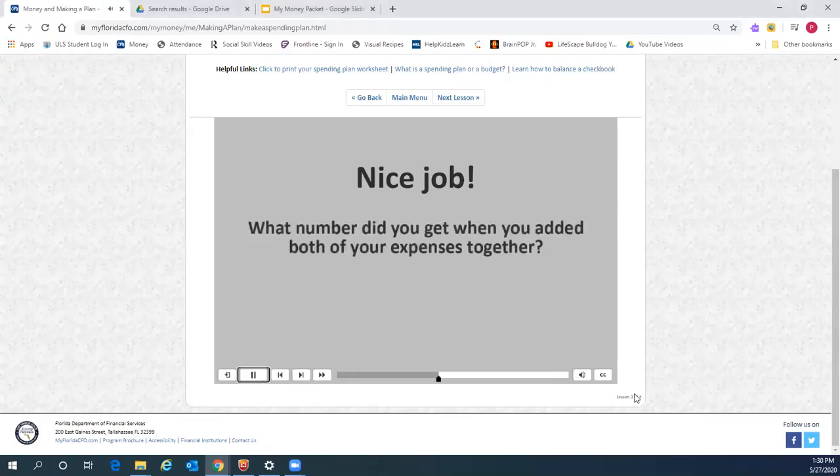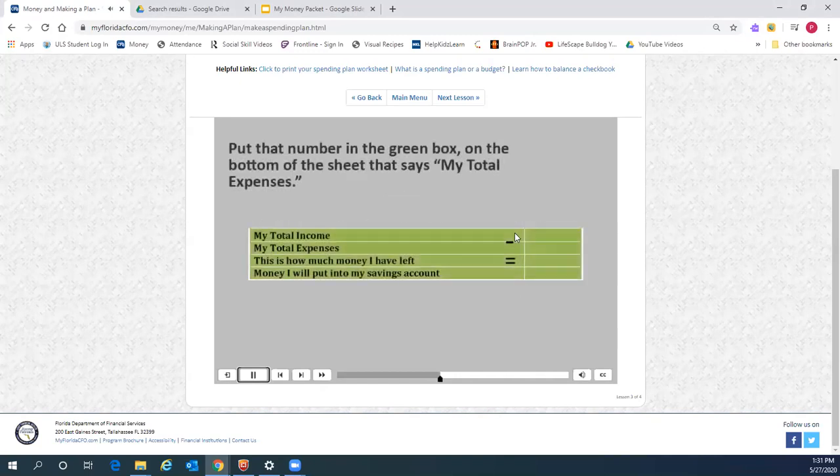What number did you get when you added both of your expenses together? Put that number in the green box on the bottom of the sheet that says My Total Expenses. So we're going to put our total expenses. If you printed this sheet out, we're going to put in $856 for total expenses. Let's move on to step 3.